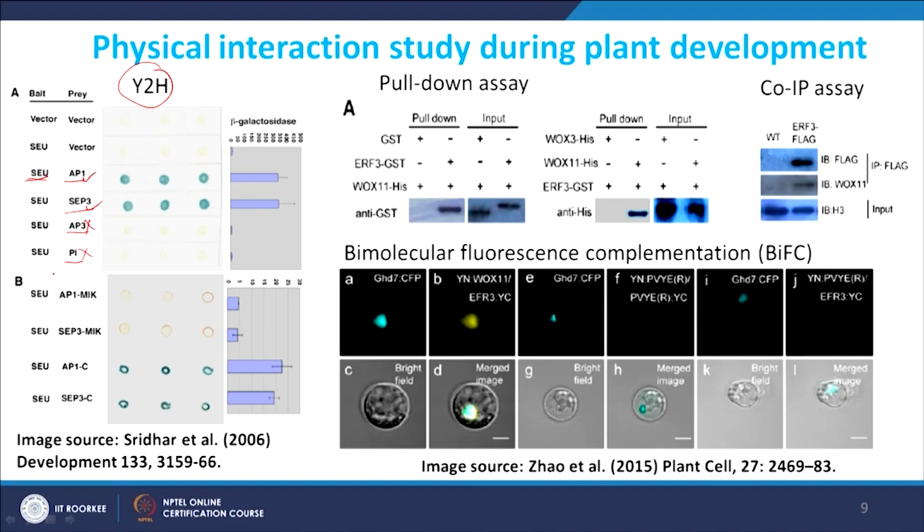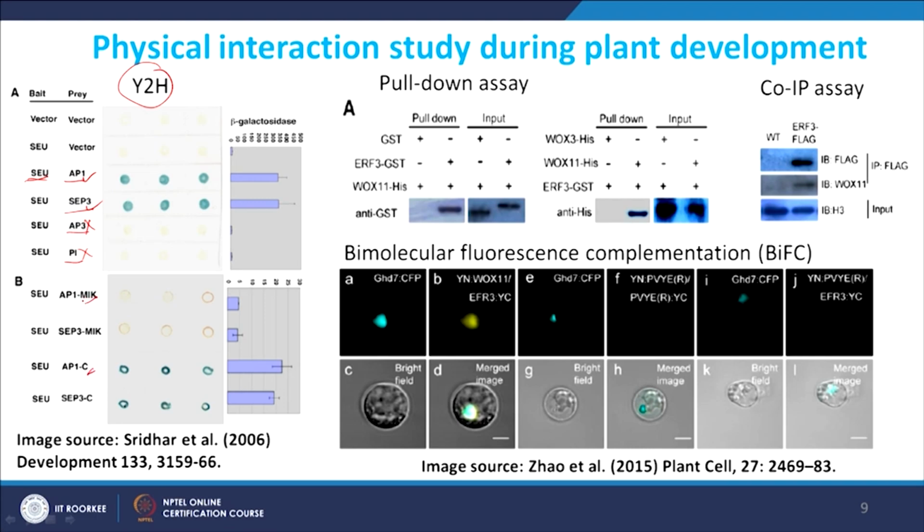Then if you have identified that AP1 and SEP3 are interacting with SU, you can also establish through yeast two hybrid what is the domain of interaction. So, this AP1 and SEP3 both are MADS domain containing transcription factors. They have one domain which is called the MIK domain and another domain is the C terminal domain.